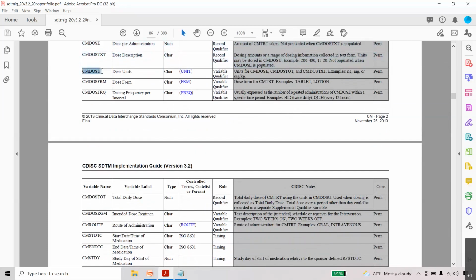Next, CM dose units. Dosage units, like what is the quantity in the units, like milligrams per kilogram or micrograms.